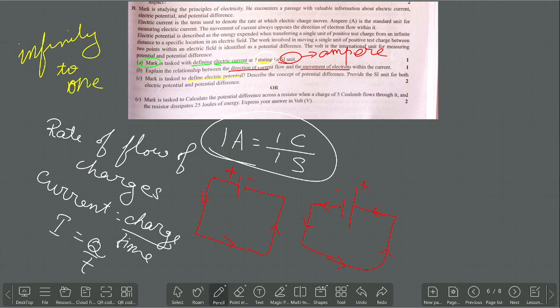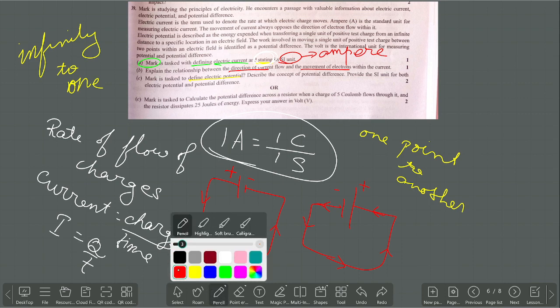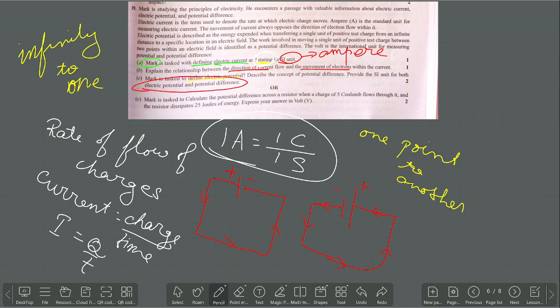Whereas here potential difference in the sense the amount of work done to move a charge from one point to another point in an electric circuit. Provide the SI unit for both electric potential and potential difference. What is the SI unit of both? For both it is going to be volt. Electric potential also it is volt, potential difference also it is volt.